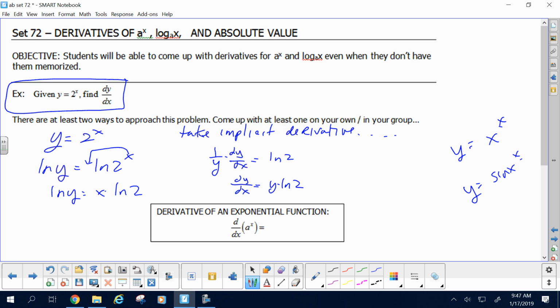But if the original problem was in x terms, then our final answer should be in x terms. So write yourself a note: put back in x terms. What do we replace y with? 2 to the x. So when you take the derivative of an exponential function, it's pretty easy. It's just the exponential function that was there times a factor of the log of the base itself. So for the derivative of a to the x, generally speaking, instead of 2 to the x it'll be a to the x, and instead of log of 2, it'll be log of a. Question?